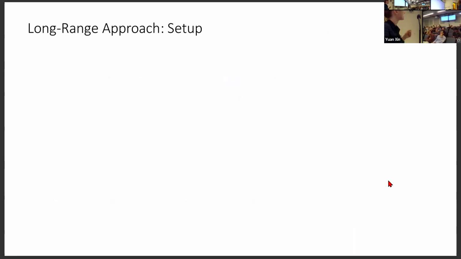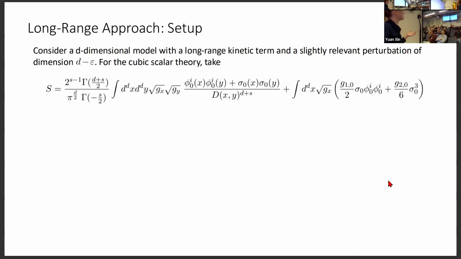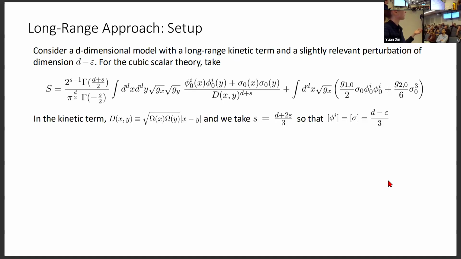Okay, great. So the long range approach is where we consider a long range kinetic term, and then we consider perturbing it by a slightly relevant operator of dimension d minus epsilon. So here is our long range action for the cubic scalar theory. There's some normalization. And then we want our perturbation to be dimension d minus epsilon. So we take the dimension of phi and sigma to be d minus epsilon over 3, and that is set by taking the choice s to be d plus 2 epsilon over 3.